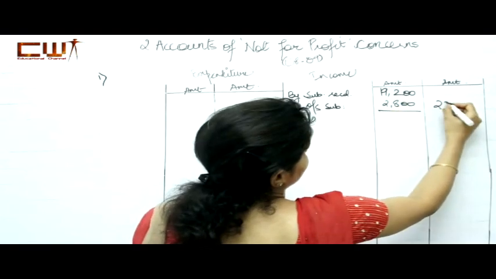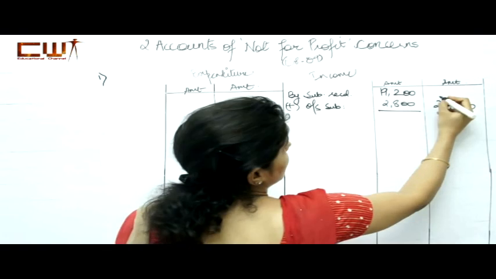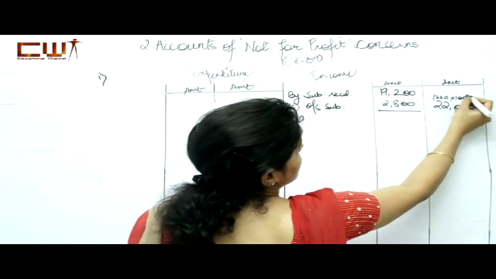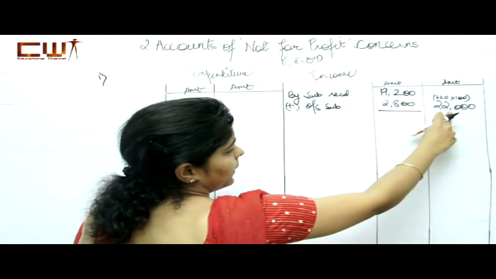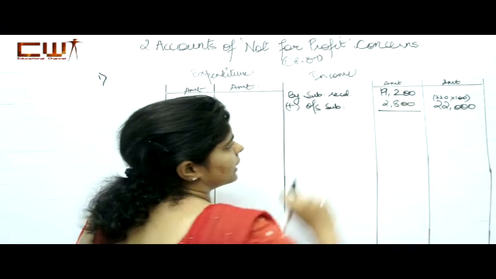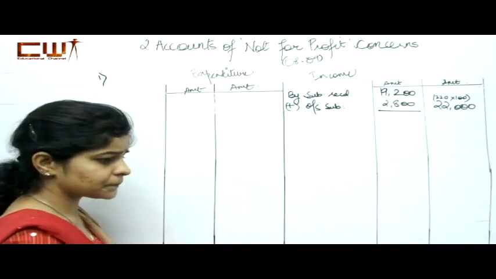2,800, and total will be 22,000. So 22,000 how you got? It is 220 members total. They are paying how much? 100 rupees. So it should be 22,000, but how much is coming? 19,200. So how much is outstanding? 2,800. This is the dealing of subscription.